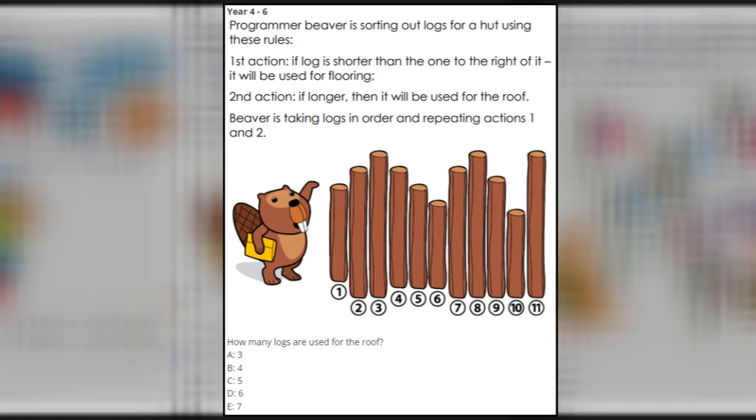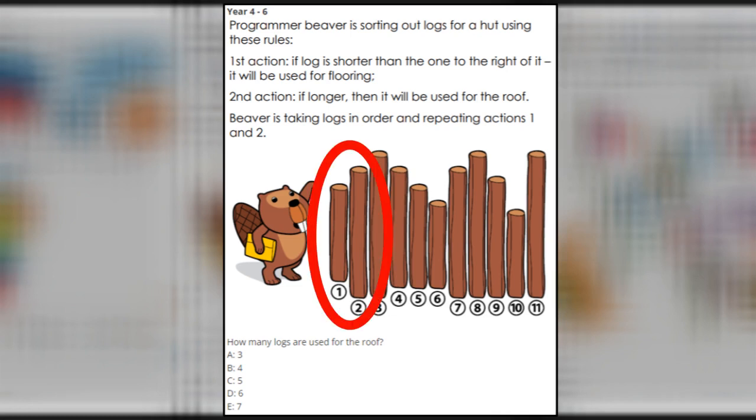So if it's shorter than the one to the right of it, so that's the one after it, then it will be used for flooring. But if it's longer than it, it will be used for the roof. So the question is, how many of these logs are used for the roof? So we need to go through this process. We need to count how many logs are longer than the one to the right of it.